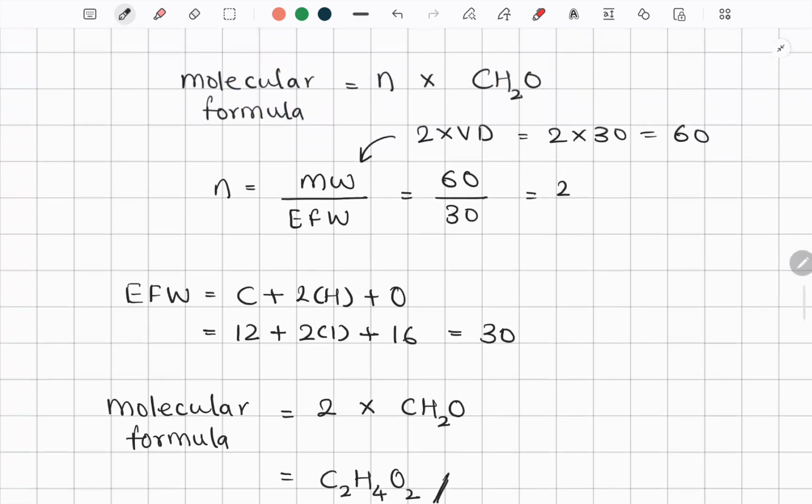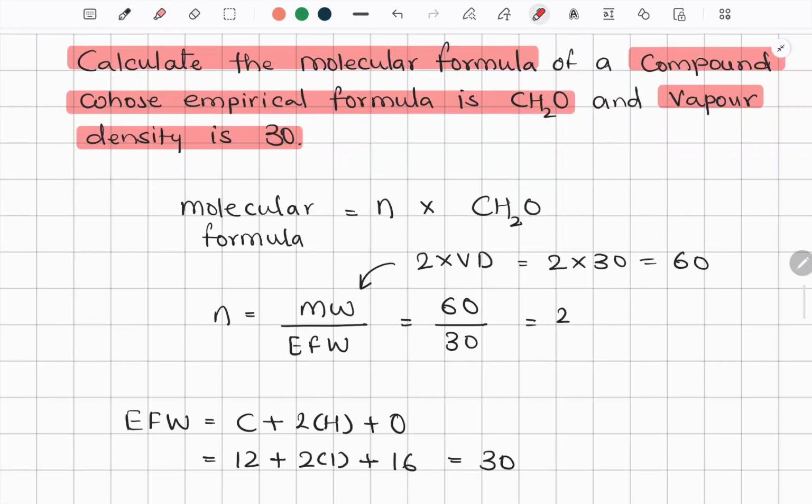Okay, so let's see again how we come to the final answer. So first of all, we know the molecular formula is N into the empirical formula, which was given as CH2O, so we substituted CH2O over here. But we still didn't know the value of N, but we know the formula for N, which is molecular weight upon empirical formula weight. The molecular weight was not given, but we know the formula 2 into vapor density, so we calculated the molecular weight. Then comes the empirical formula weight. For that, we just have to add the atomic weights of the total number of atoms. Okay, so it comes out to be 30.